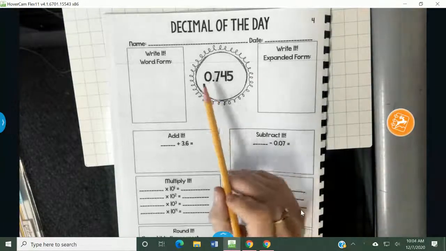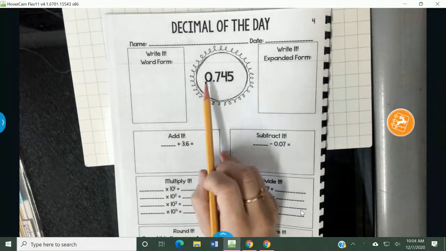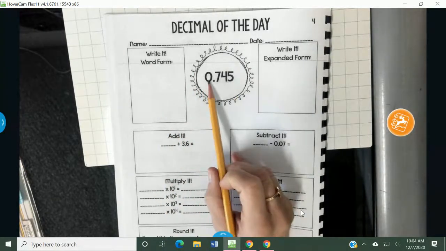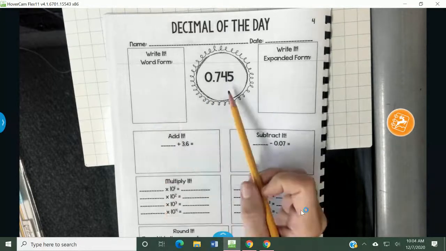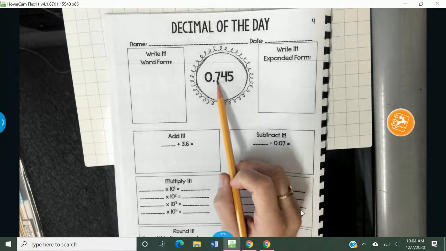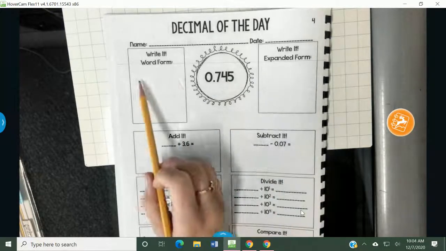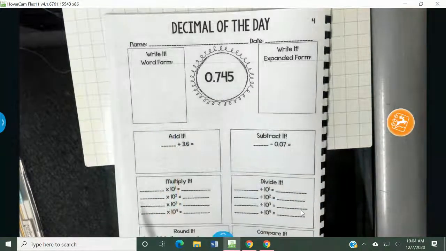Okay, so remember when we write it in word form, you're going to write it exactly how you hear me say it or you read it out loud. So I'd like you to try this on your own. 0 and 745 thousandths. I want you to write that out, okay?